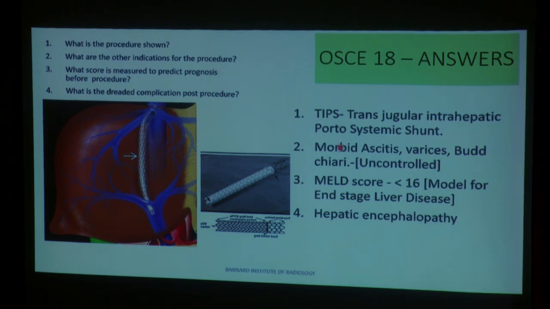So what are the indications? It is done in morbid ascites, varices, or Budd-Chiari. These are all only if medical management is not possible, only then we do it. It is not done as an initial method of treatment. So what score do we measure? We measure the MELD score, which is the model for end stage liver disease. Anything above 16 is a bad prognosis for the TIPS procedure. And the dreaded complication is hepatic encephalopathy, because the portal vein blood from all the intestine directly reaches the brain, and so you can have hepatic encephalopathy.